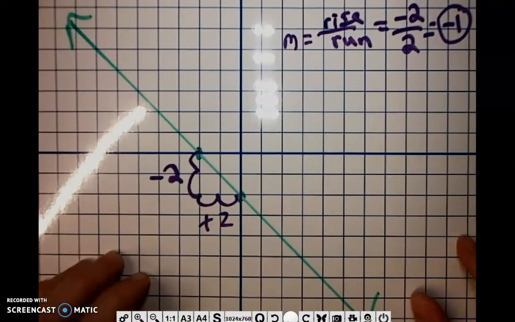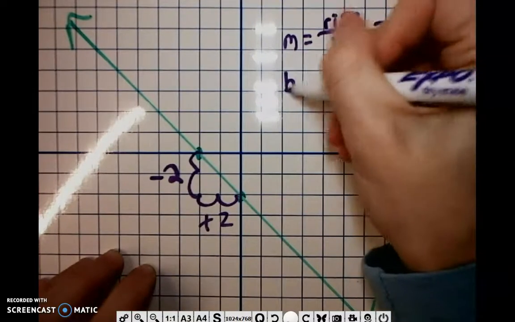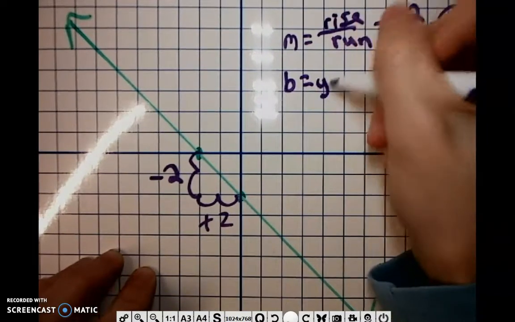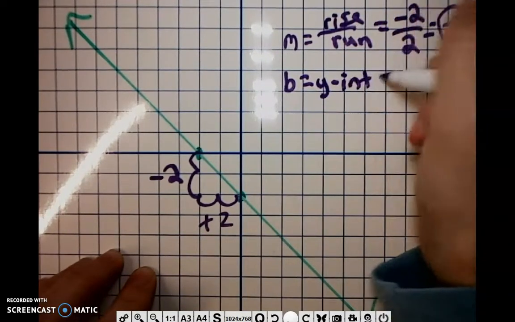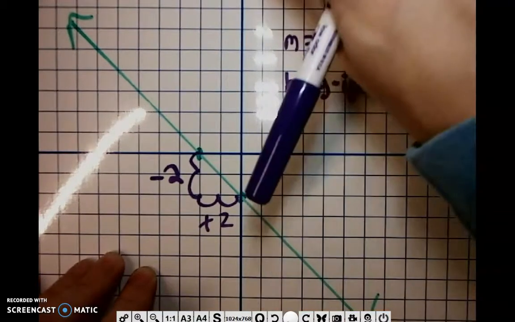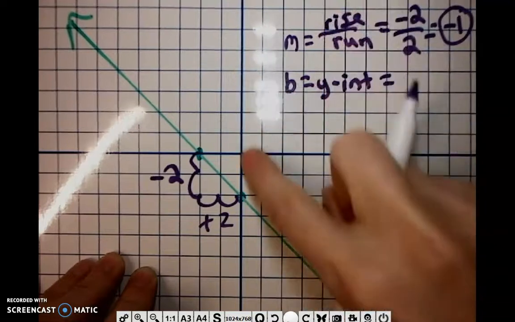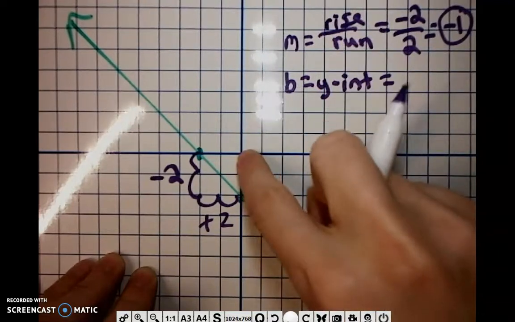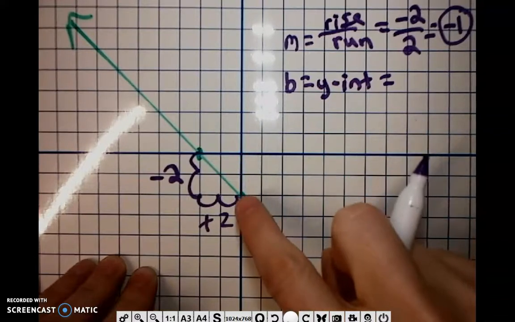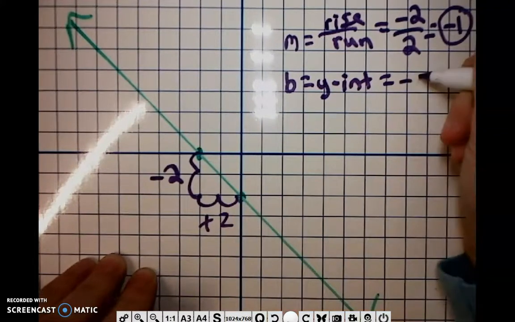Okay, then I need to identify b. b is my y-intercept. Okay, so b equals y-intercept. You don't have to write that if you know it, but just in case. B equals y-intercept, which equals what? So my y-intercept, if I find my y-axis, which is here, I come down. There's my point of origin, right? 0, 0. So I go down 1, 2. So negative 2 here is my y-intercept.